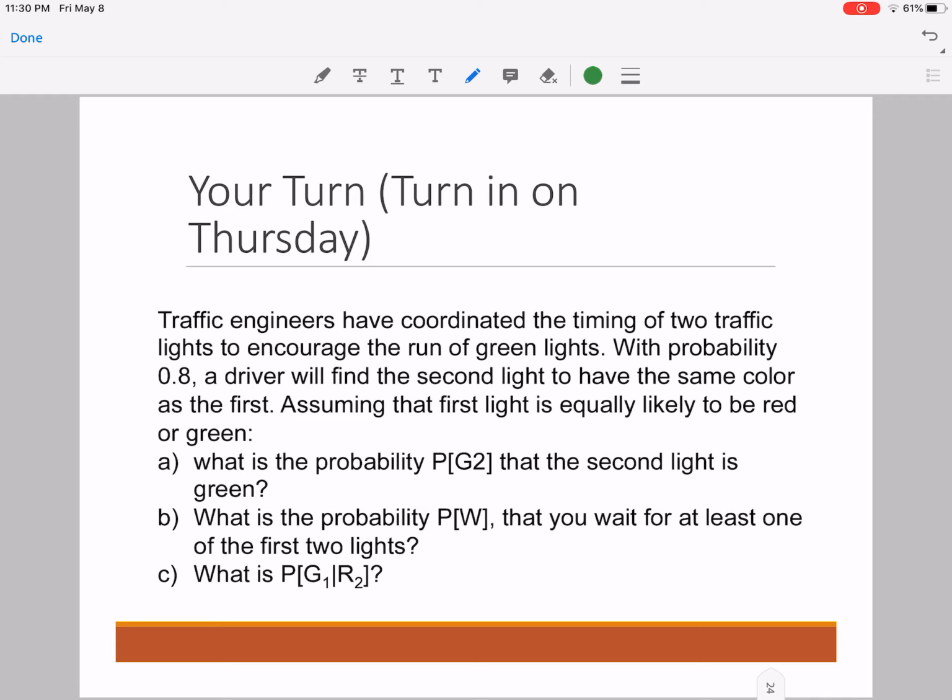So please solve this problem using a tree diagram. Carefully read the problem statement and find out the depth of the tree. And draw your tree diagram and find the probabilities of parts A, B, and C.